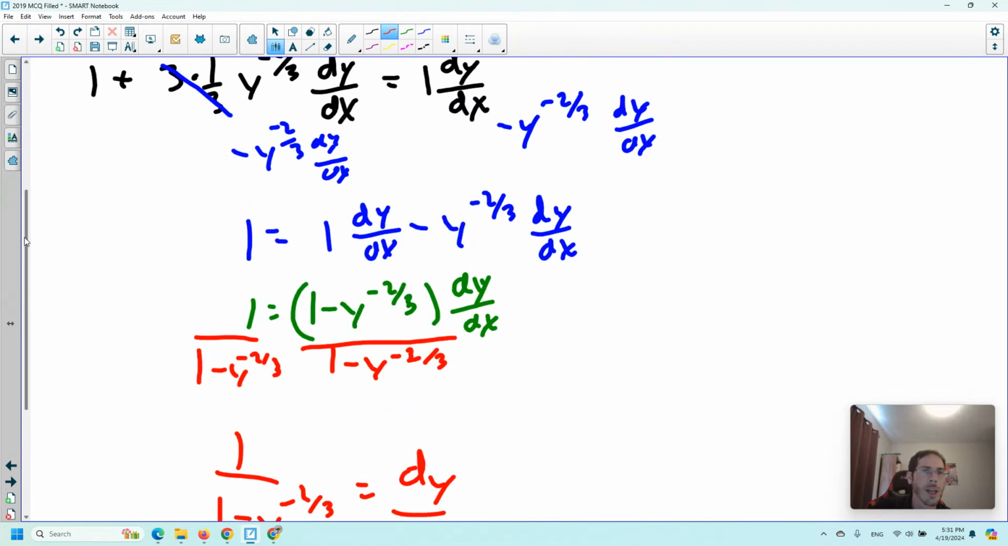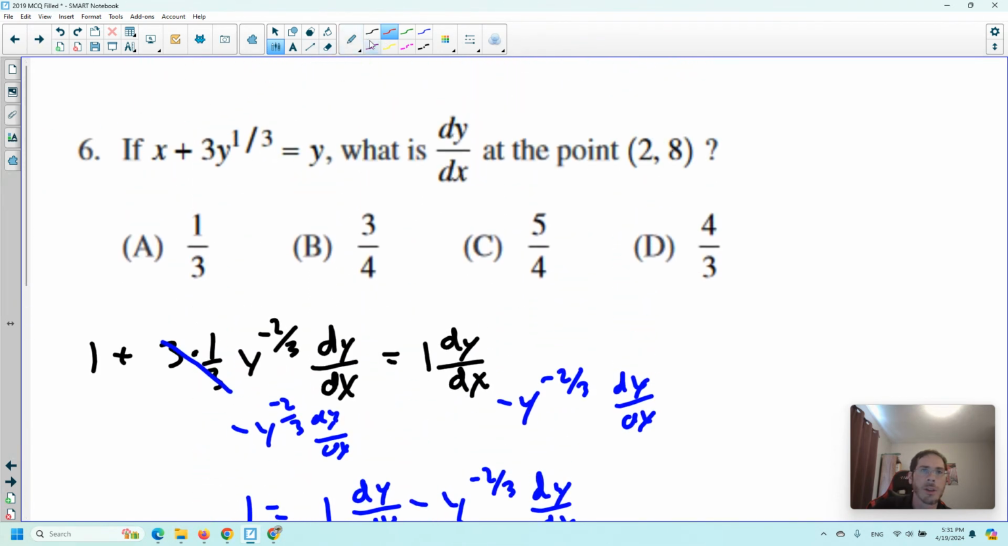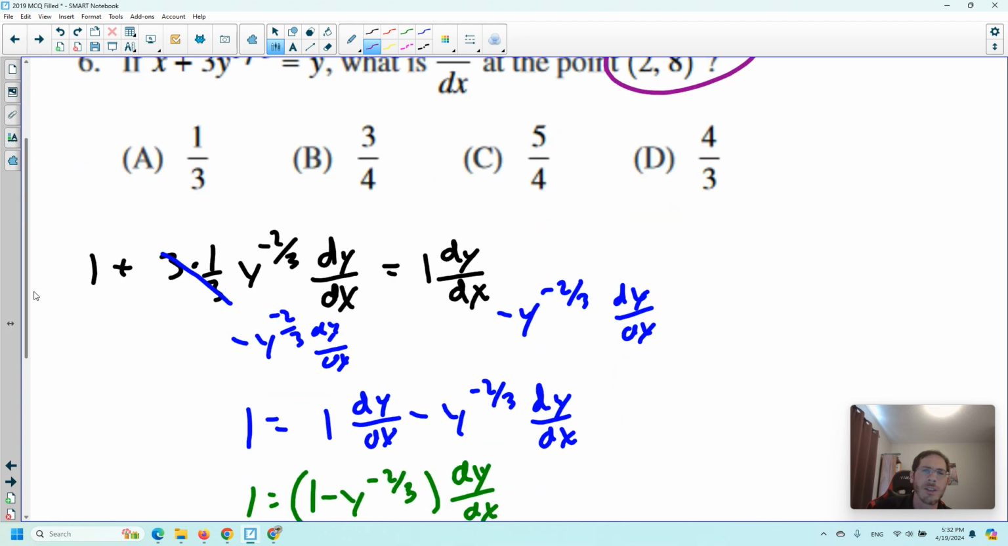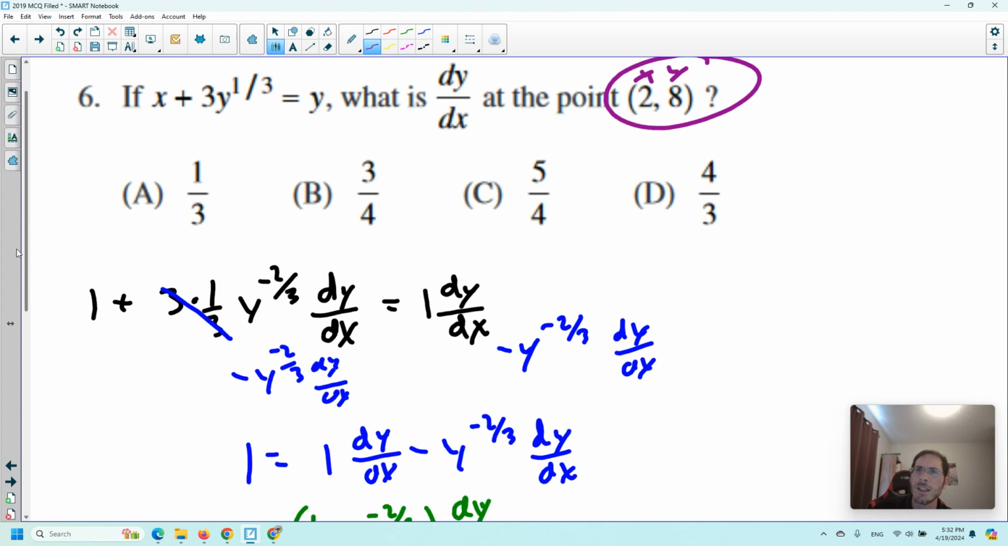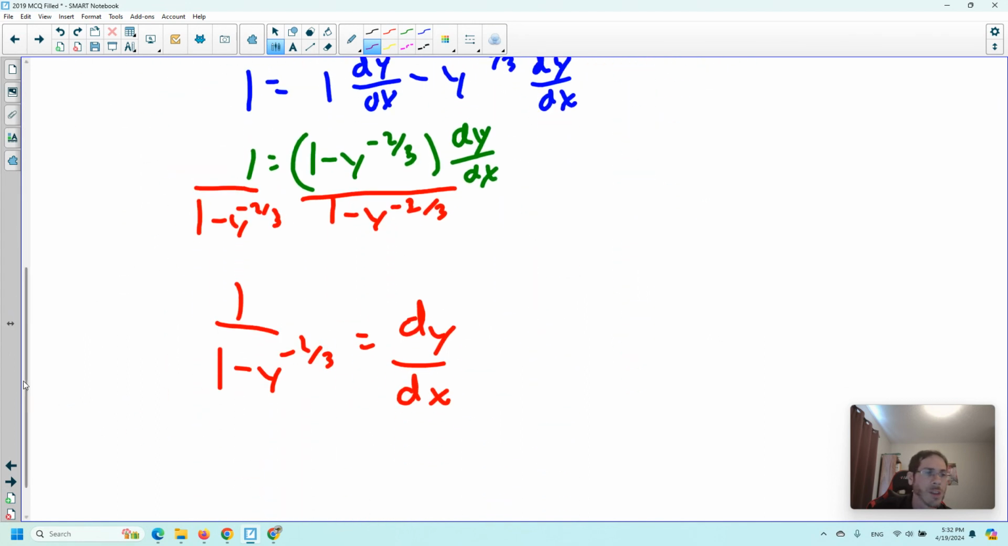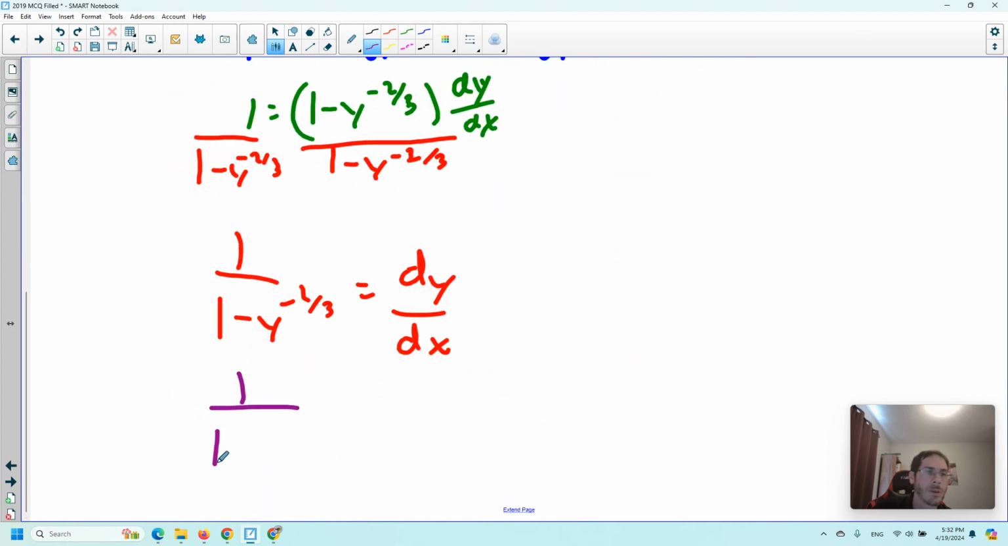Okay, so let's see what we got. We got a point to plug in. We got to plug in 2, 8. Remember, this is the x, that's the y. Our final didn't have any x's in it, so we're just plugging 8 in. All right. So 1 over 1 minus 8 to the negative 2/3 is equal to dy/dx.